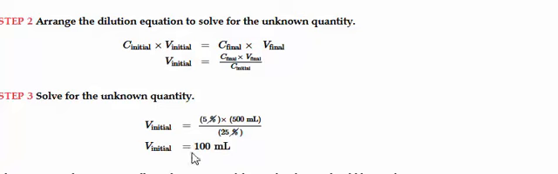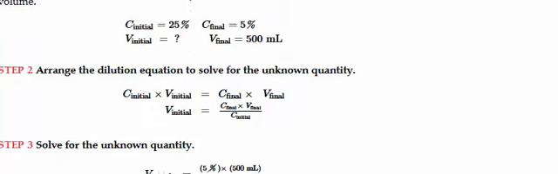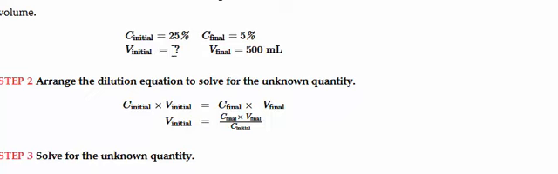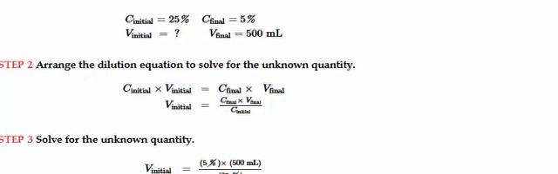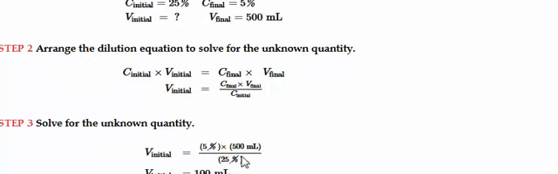So the way to prepare this solution is to take 100 milliliters of our 25% solution. So our initial volume, 100 milliliters of our 25% solution, and then dilute it until we get 500 milliliters. When we do that, we will end up with a final concentration of 5%.